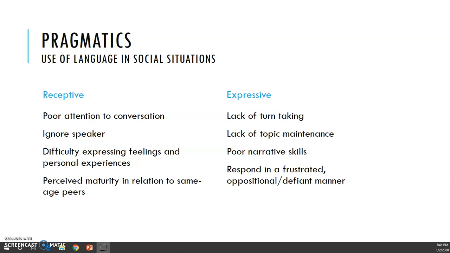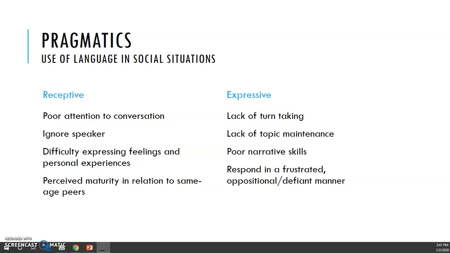They could have difficulty expressing feelings and personal experiences. Maybe they get upset or angry because you don't understand what they're trying to say, or they can't tell you that they're upset. They might also have a perceived maturity level that's lower than people in their same age peer group. So this might be the 14-year-old who is constantly told, oh, you're acting like a 10-year-old. And it's just because they don't understand what needs to happen in that pragmatic situation.